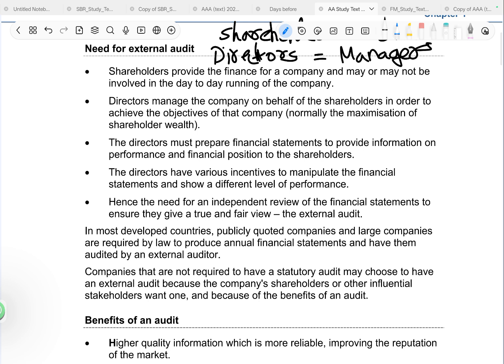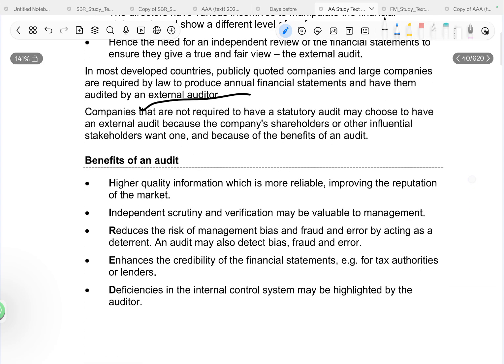So, in many developed countries, large companies and publicly listed companies are actually required by law to prepare annual financial statements and have these financial statements audited by an external auditor. This is called a statutory audit. However, some smaller companies might not legally require an audit, but even then, the companies still choose to have one. Why? Because sometimes shareholders, banks, or investors demand it before providing funding. And honestly, audits provide several important benefits. So, let's look at some of the major benefits.